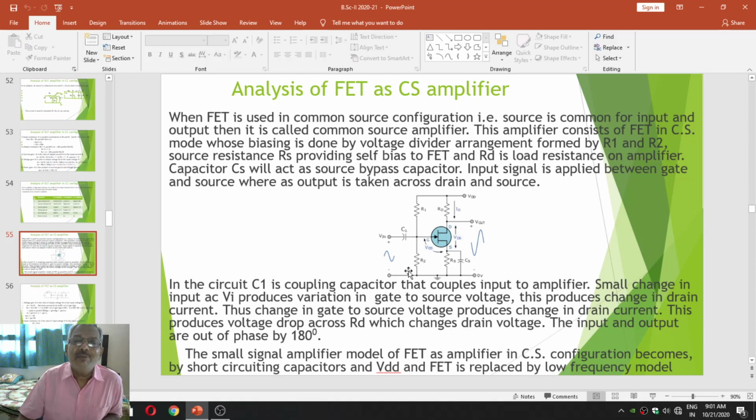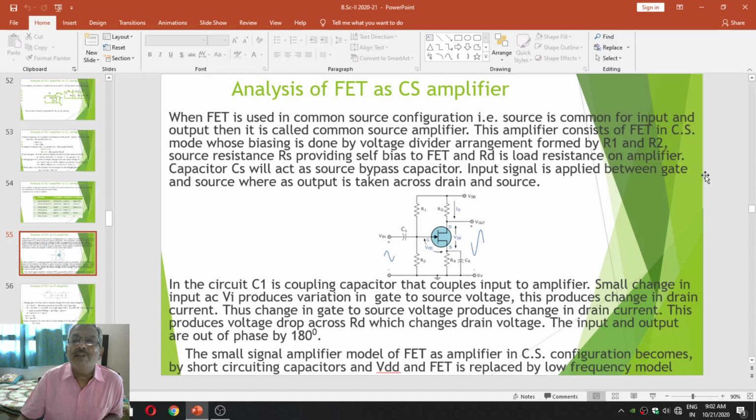Friends, the same amplifier construction we are going to study with its description. When a FET is used in common source configuration, that is, the source is common for input and output, it is called a common source amplifier. This amplifier consists of a FET in common source mode, whose biasing is done by a voltage divider arrangement formed by R1 and R2. The source resistance RS provides the self bias to the FET. RD acts as a load resistance on the amplifier. The capacitor CS acts as a source bypass capacitor.